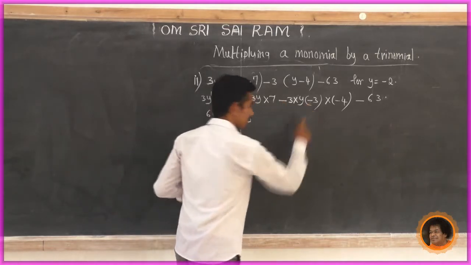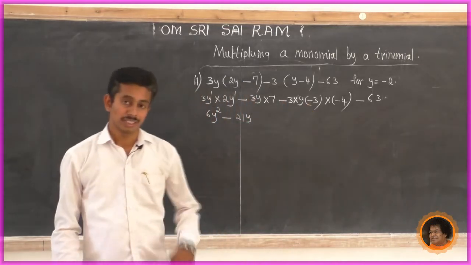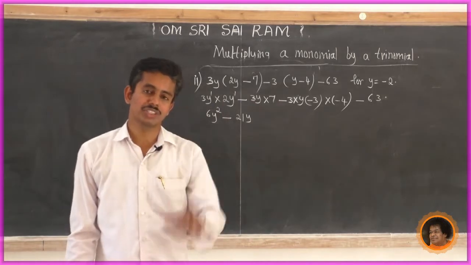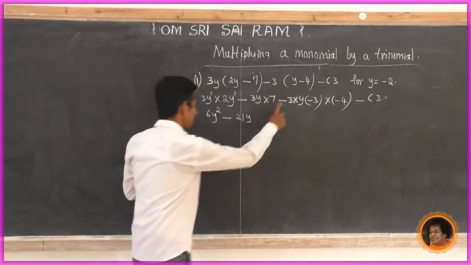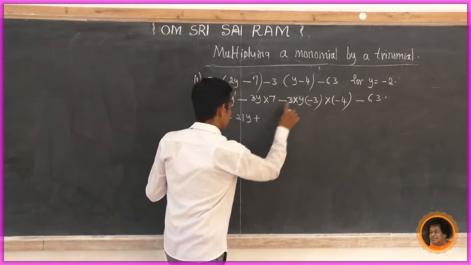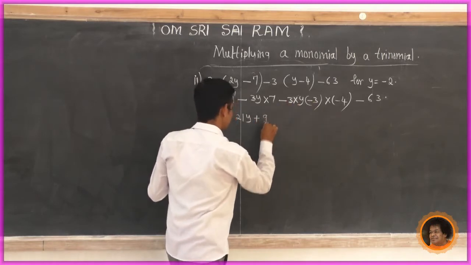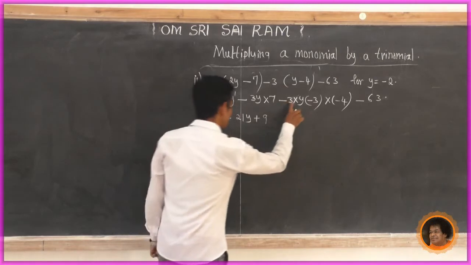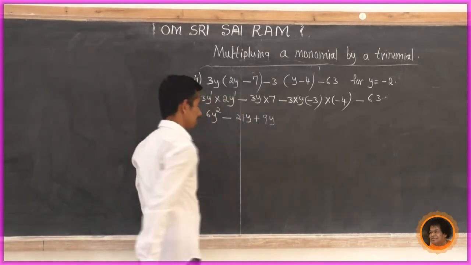Now minus into minus. When we multiply like signs, the product gets a positive sign. So minus into minus becomes plus. 3 into 3 we get 9. 9 into y we get 9y.